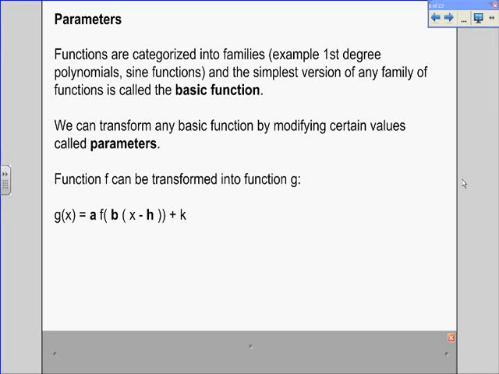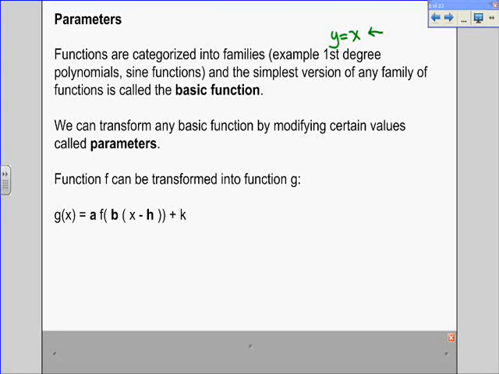An example of that would be for a first degree polynomial, the most basic would be y equals x. That's our very basic function. And we can transform any basic function by modifying certain values. We call these values parameters. So we know that not every line has an equation like this. We're actually used to seeing the parameters for that type of family of function. And we're going to talk about, in general, what parameters look like.